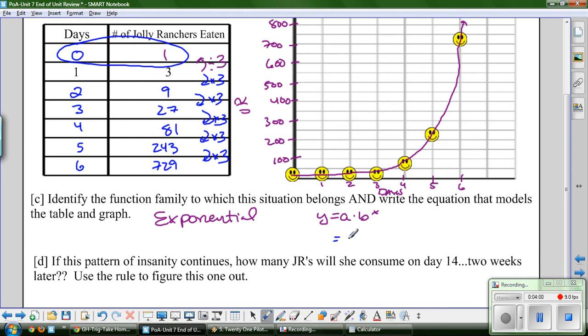Now b is your common factor. She said triple from the beginning. That's a times 3. So that's going to be your common factor, your b. So let's fill in the y and the x, and booyah, we got our equation. Okay. Now it fits what we have here too.